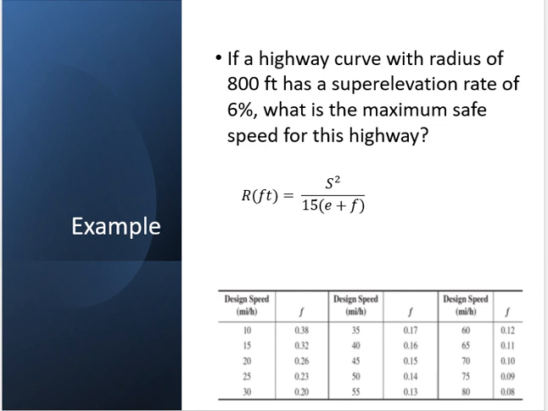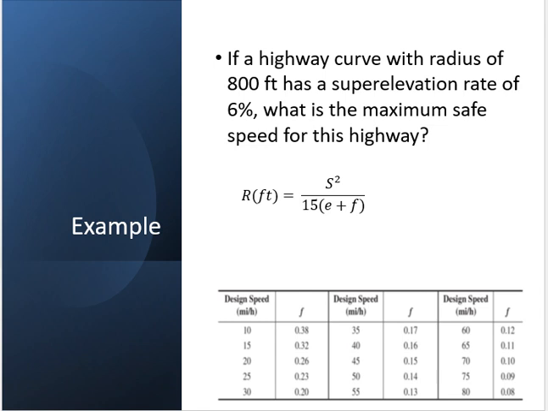Speed and coefficient of side friction. These two values depend upon each other, right? I only needed one of them to get the other, but now I don't have any of them. So two unknowns, and both of them depend upon each other.